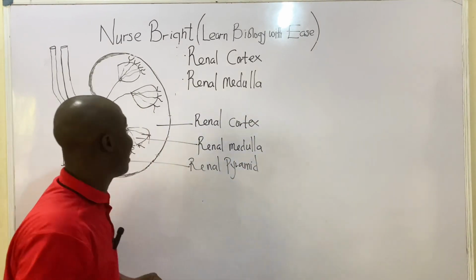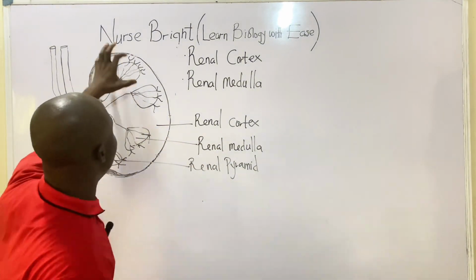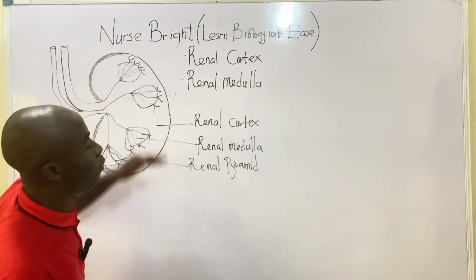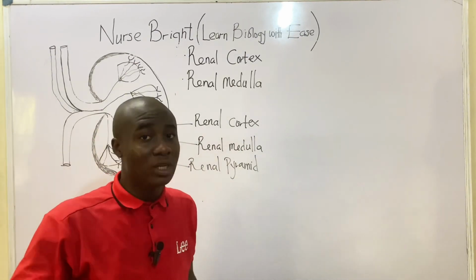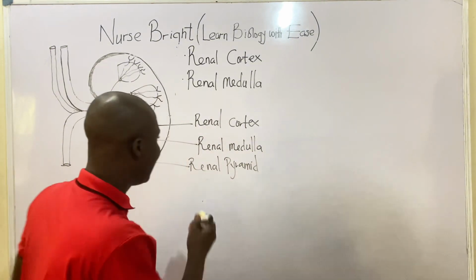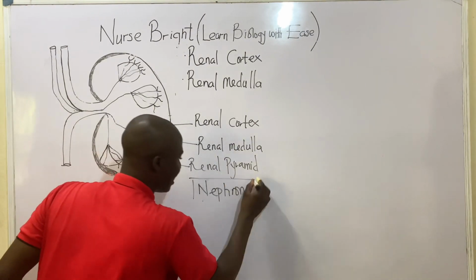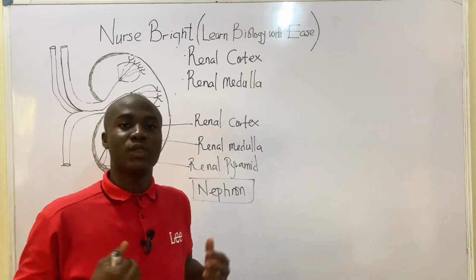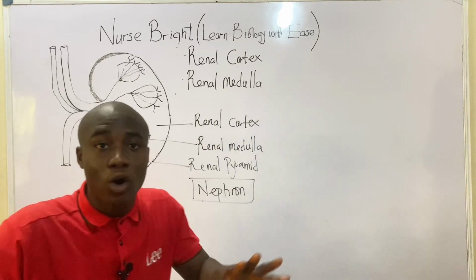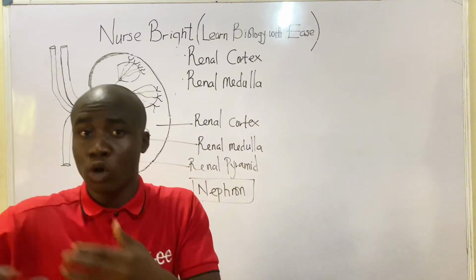So moving further, I believe also you can see we have structures that run through this renal pyramid. They are called the functional unit of the kidney. And what's the functional unit of the kidney? It is called the nephron. This is very important. The functional unit of the kidney is the nephron. So without this nephron, this kidney will not function. It is this nephron that does the functions of the kidney.